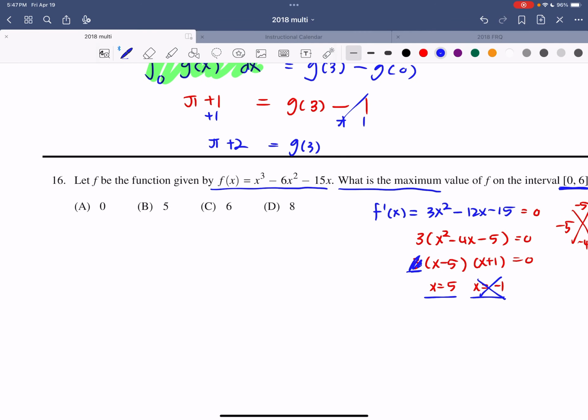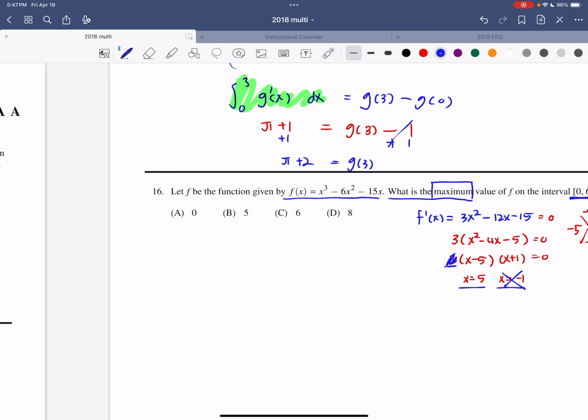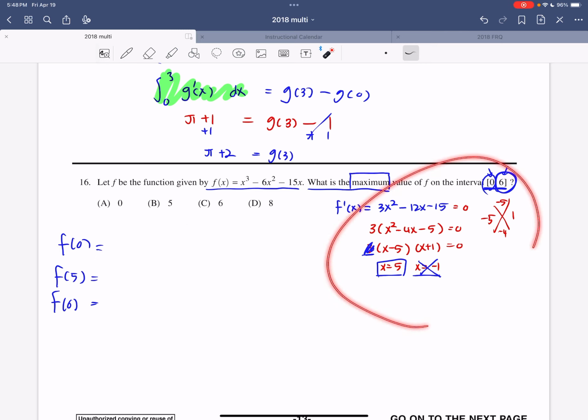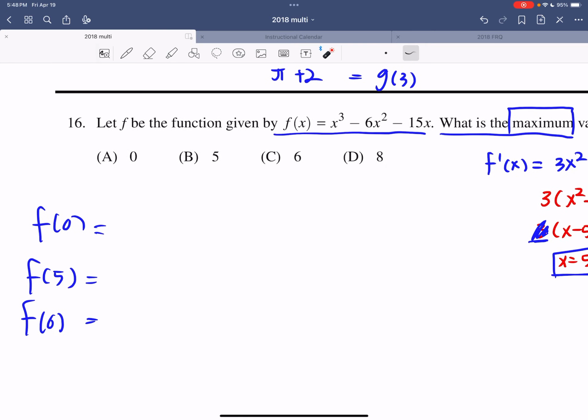So since we want to find the maximum value, we are going to plug in the endpoints, like the end of this one, which is f of 0, because it starts from 0. It stops at 5, so I'm going to plug in f of 5. And the last number, which is here, f of 6. We're going to plug these in, and since we're looking for the maximum, we're trying to find the highest point. If this question was asking for the minimum, we would be trying to find the minimum point with exactly the same process. Okay, so let's do this.